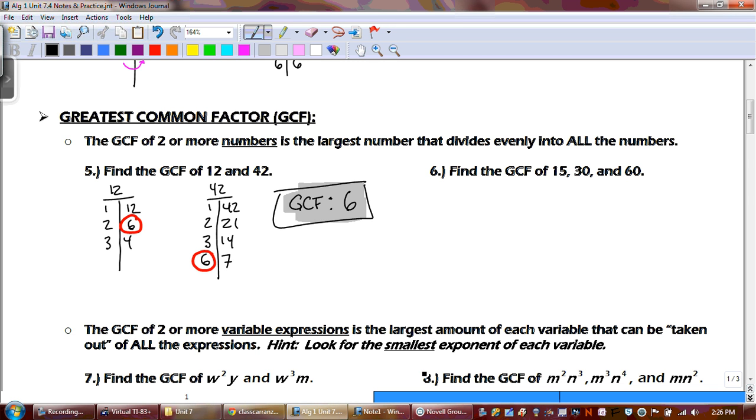Now, for number 6, they want 3 different numbers, which means we have to do this 3 different times for 15, 30, and 60. Okay? Why don't you guys see if you can get all the factors? Pause the video, and then we'll catch up in a sec.